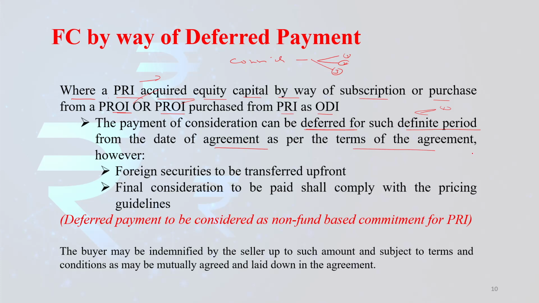So suppose I'm making a financial commitment, but as per the agreement, I can make the payment as 50% at this point of time and 50% maybe after 6 months. In that case it is allowed. However, there are certain conditions. First, foreign securities are to be transferred upfront. It means if a PRI is making an investment in a foreign entity, then the securities, that is the equity share capital, have to be transferred upfront. Then the final consideration to be paid shall comply with the pricing guidelines. Whatever the pricing guidelines are, it has to be in line with those guidelines.